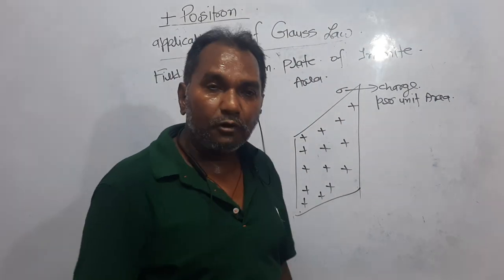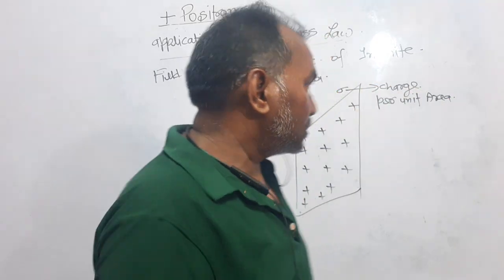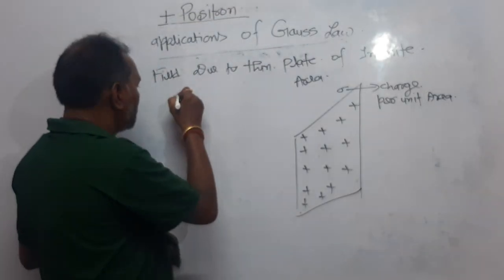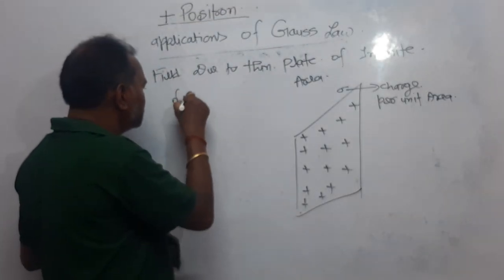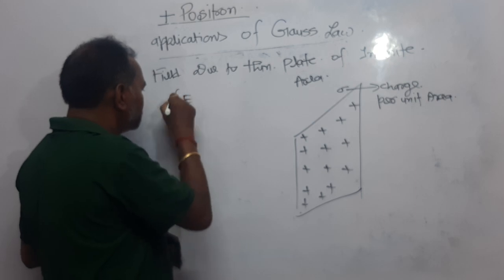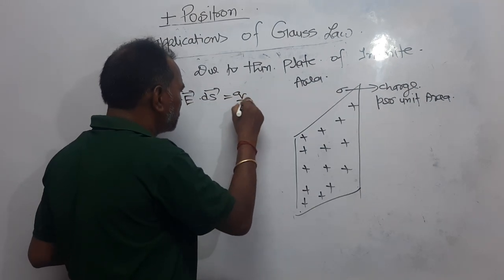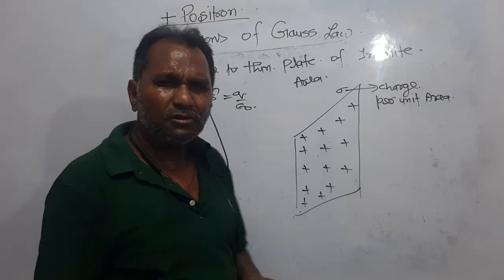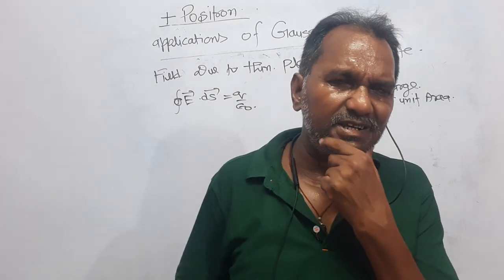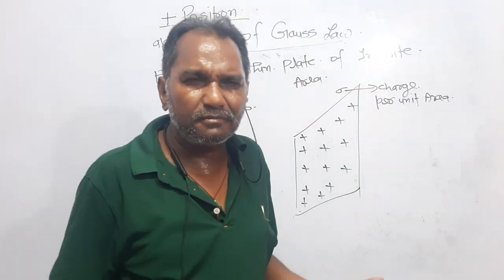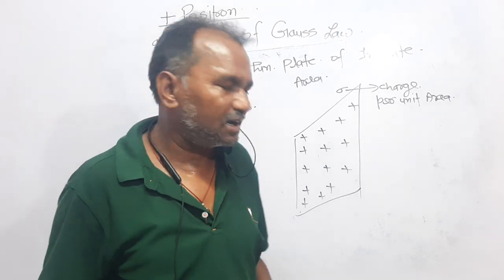So again, I am going to apply the Gauss law. In Gauss law, applying Gauss law, this is integral E dot ds is equal to q upon epsilon naught. Dear students, now the question is what should be the significant Gaussian surface? What kind of Gaussian surface should we suppose here?